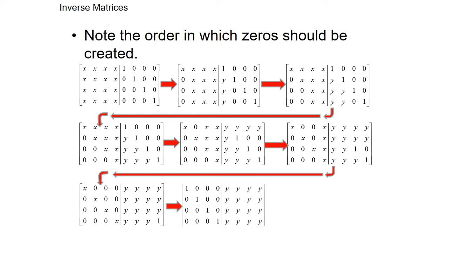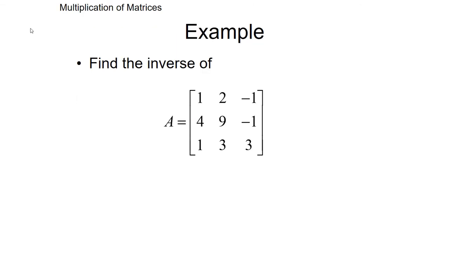Now if our original matrix was singular, then at some point we would end up with a 0 down the main diagonal, and the calculation would grind to a halt. Let's use this technique to find the inverse of the matrix here. The 3 by 3 matrix, 1, 2, minus 1, 4, 9, minus 1, 1, 3, 3.